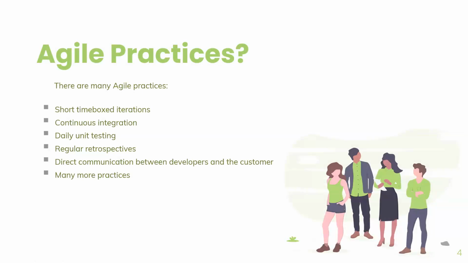All right. So what are Agile practices? There are quite a few. Some are short time-boxed iterations. What that means is everything is pretty much timed, so that you don't waste too much time.